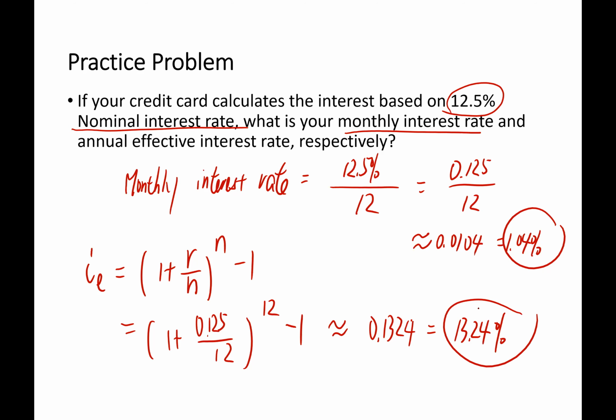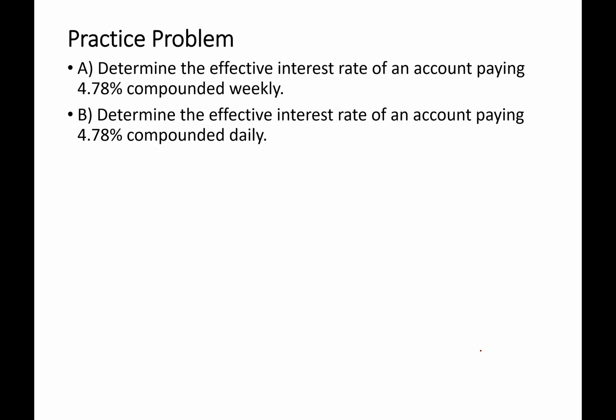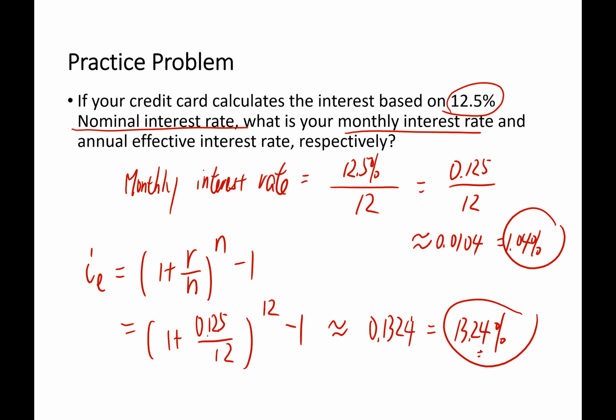So that's the effective interest rate, the APR, the actual borrowing cost. The credit card company is actually charging you 13.24% APR instead of the nominal rate of 12.5%. So in essence, you're paying more toward your credit card account. Any question on this?